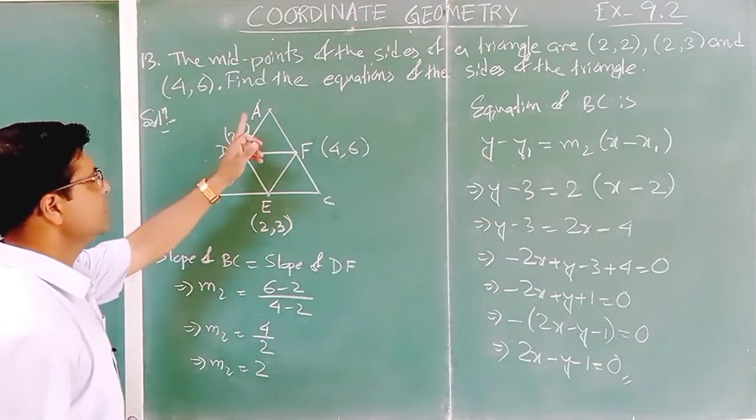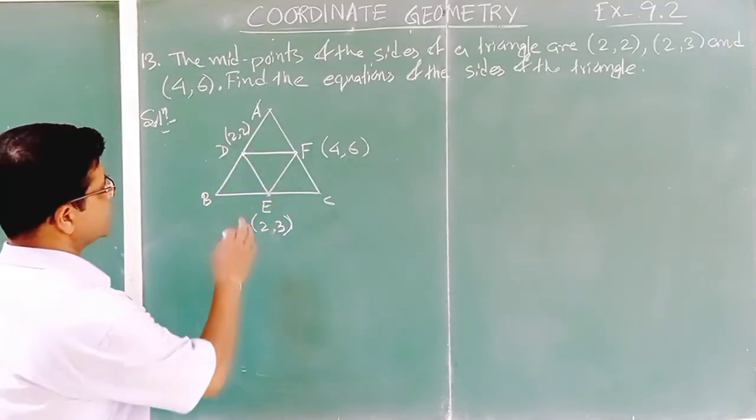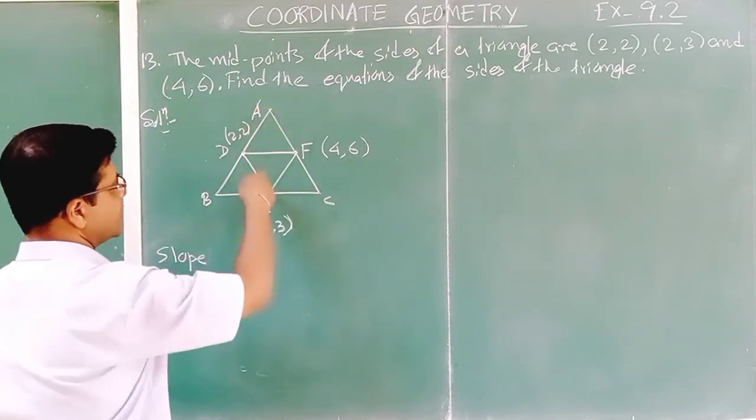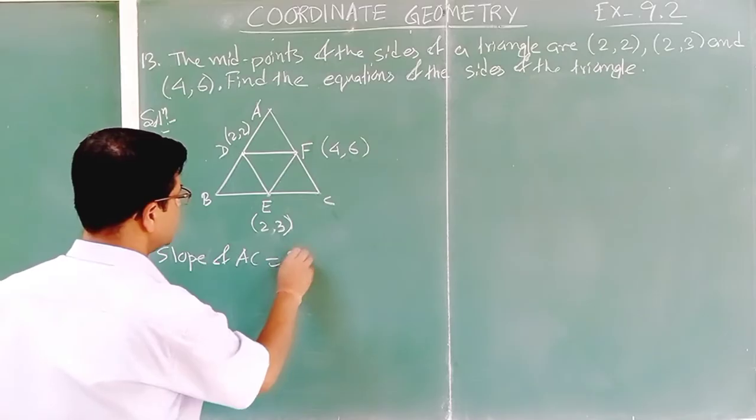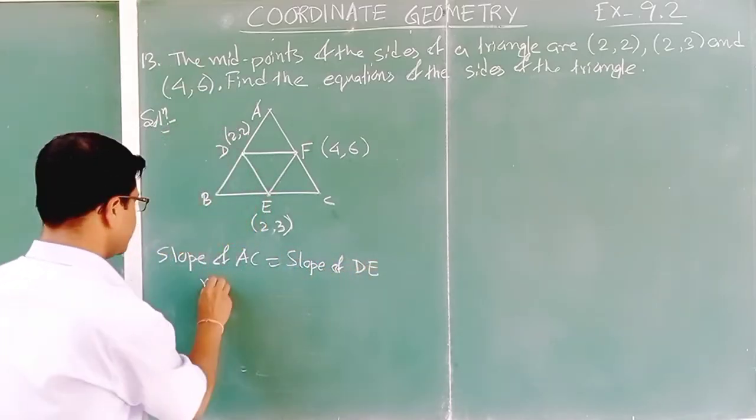Now what is left? The equation of AC. Only one part is left, to find the equation of the straight line AC. The same method we apply again. These two lines are parallel, so their slopes are equal. The slope of AC is equal to the slope of DE. Suppose this is M3.